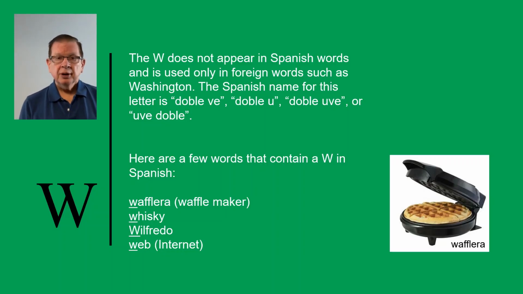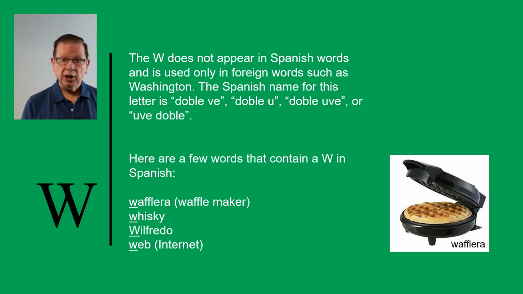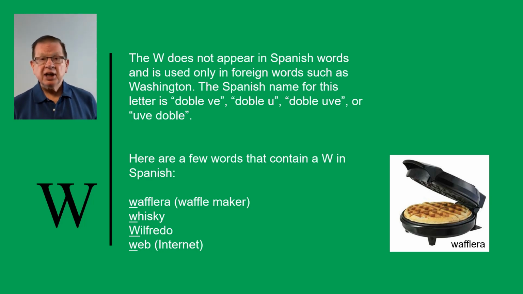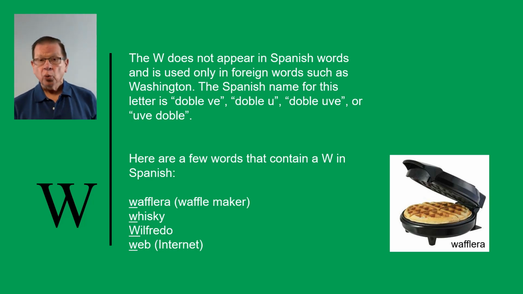W. The W does not appear in Spanish words and is used only in foreign words such as Washington. The Spanish name for this letter is uve doble, ve doble, doble ve, or doble u. Here are a few words that contain a W in Spanish. Waflera, whiskey, Wilfredo, Webb.